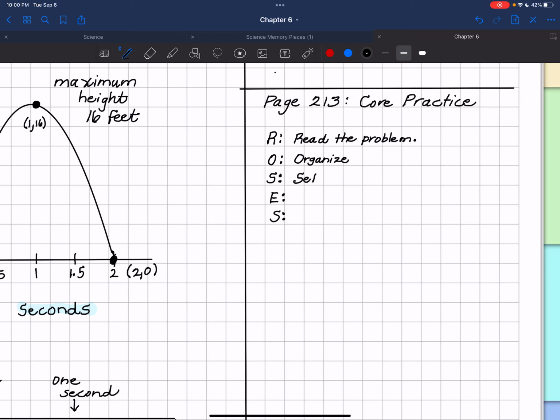S is set up and solve. So do the math. And a lot of people stop right there.